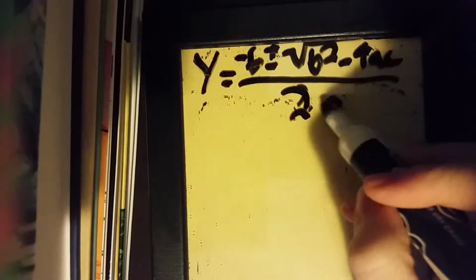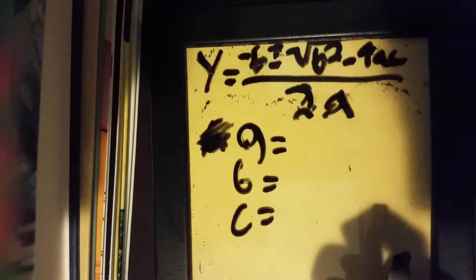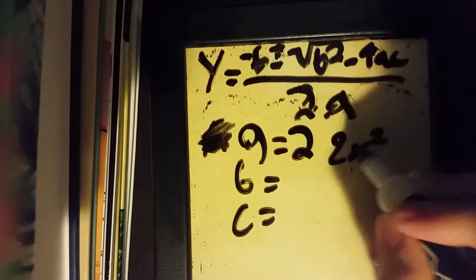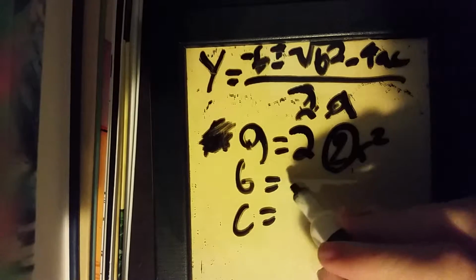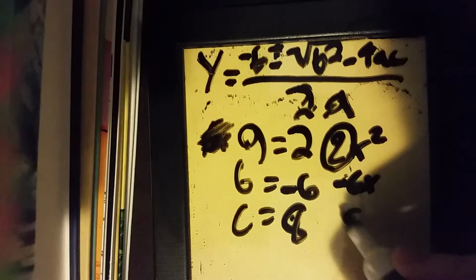Let me rewrite this real quick. Okay. So how would this work? I have the equation down here, the equation that I just used before, I'm going to plug that in. Then you would have to figure out what A, B, and C equal. So in this case, A would equal 2 because of the 2x squared, and then B would equal negative 6 because of the negative 6x, and then C would equal 8. So now you have your A, B, and C down.